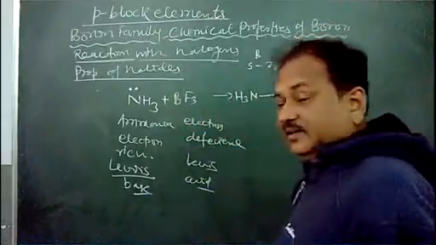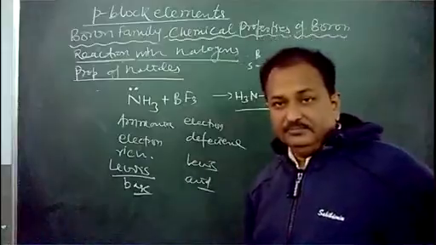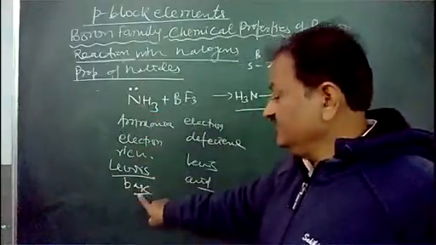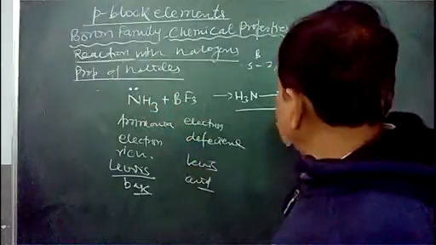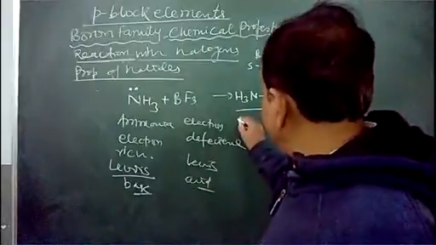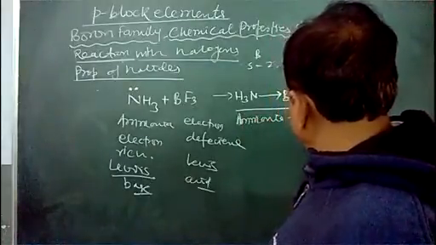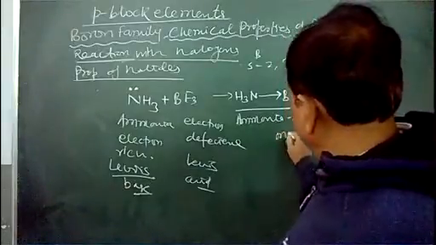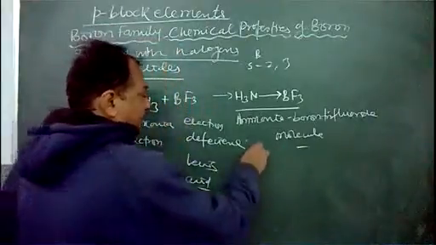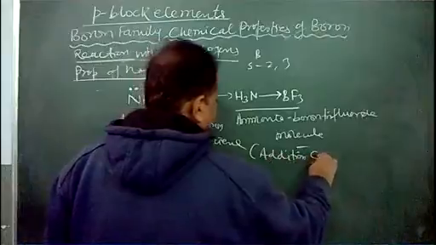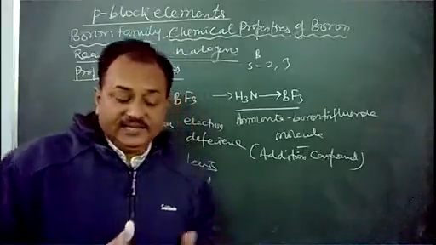We write like this, and here there will be BF3. So there is formation of an addition compound. Ammonia, it is electron rich, it is a Lewis base. BF3 electron deficient, it is a Lewis acid. So ammonia will give the electron pair, and there is formation of this bigger molecule, the ammonia boron trifluoride molecule. See the name. And such compounds are called addition compounds. The two compounds are joined together, and there is formation of an addition compound.